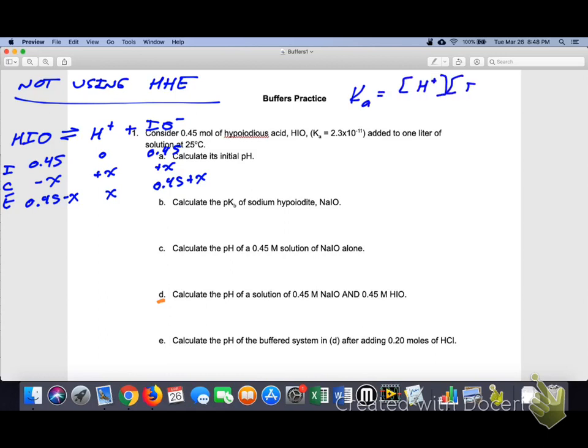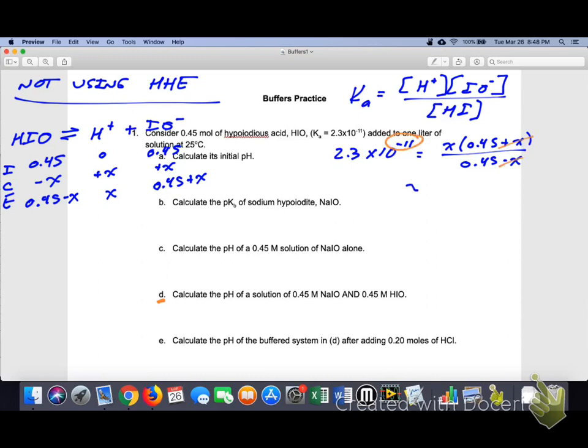And so as a result, that's going to change my final concentrations. When I take the Ka expression and plug in these values, I get 2.3 times 10 to the negative 11 equals x times 0.45 plus x over 0.45 minus x. Again, that 2.3 times 10 to the negative 11 says that change x is tiny. It's completely insignificant compared to both 0.45s, whether I add it or subtract it. And so those two go away. And 0.45 divided by 0.45 is just 1. And so the x ends up being 2.3 times 10 to the negative 11.